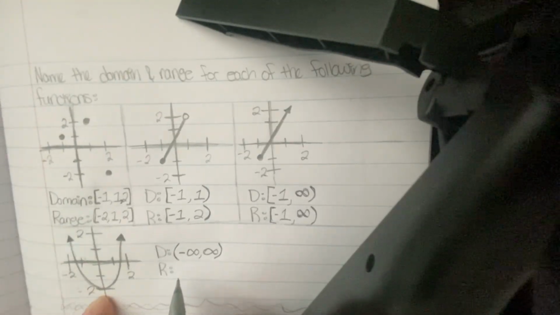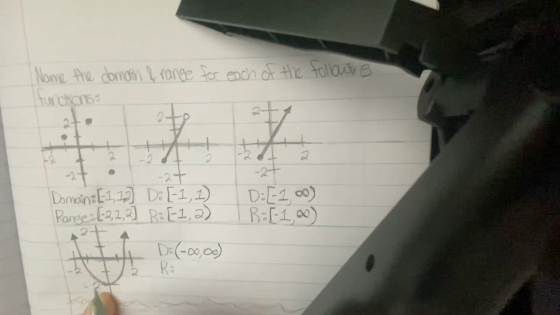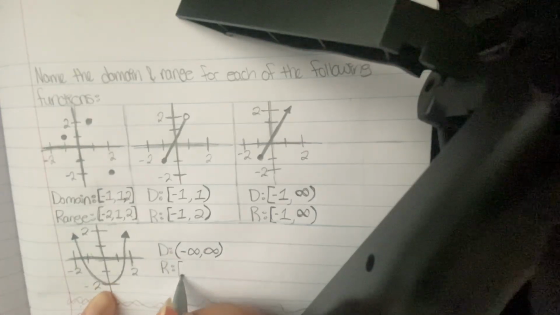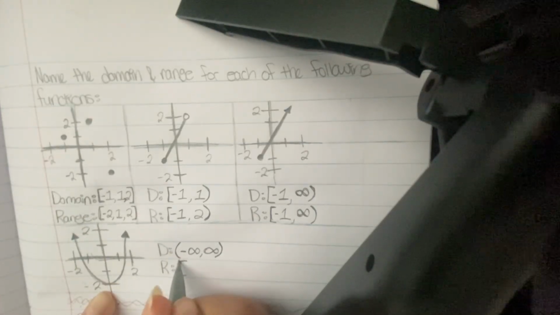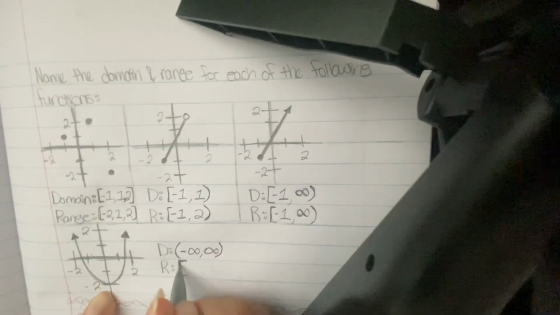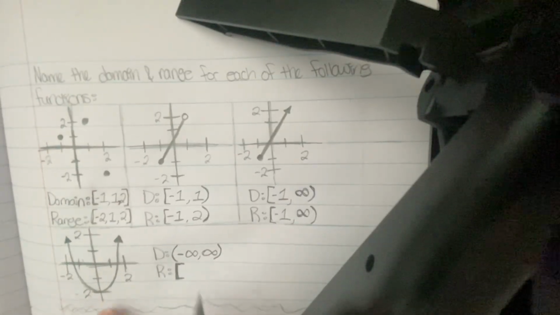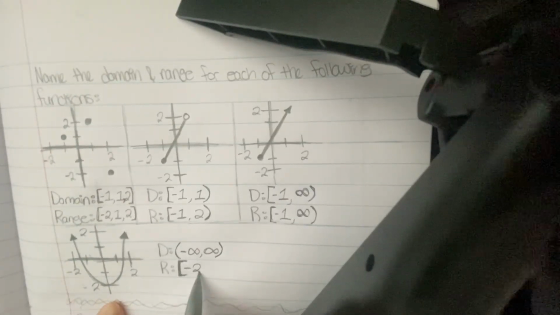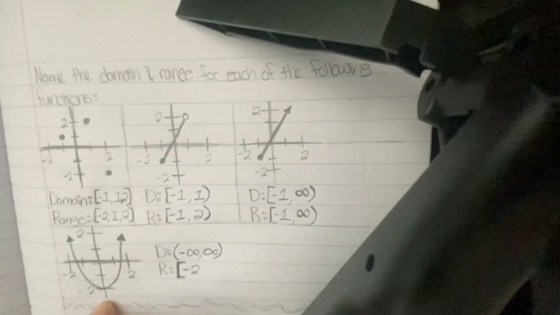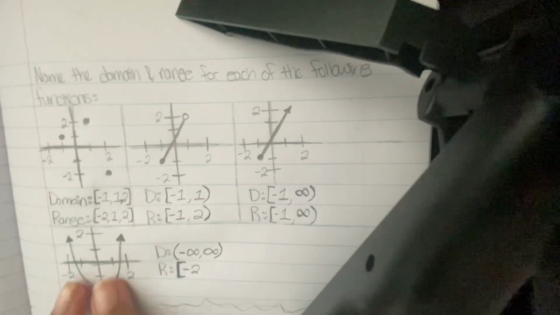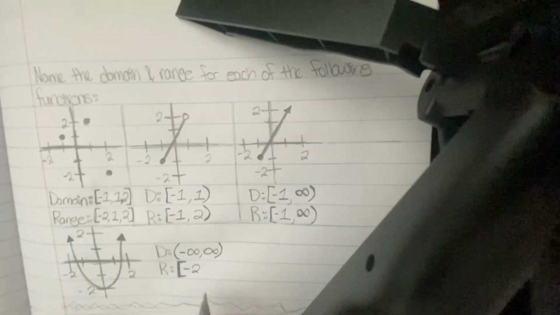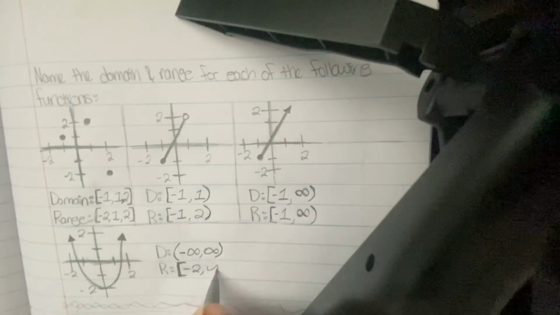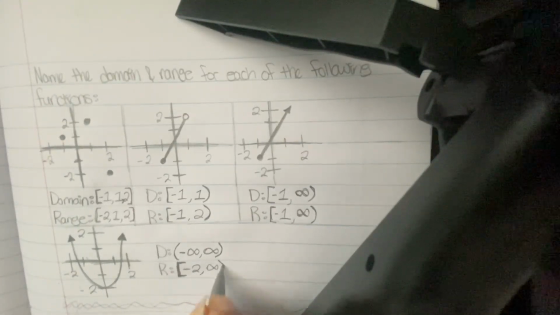Now the range, it actually does start at -2. We know that for a fact. That bracket looks crazy. Don't mind that. It starts at -2, so we use a bracket because -2 is included, but then it keeps going up forever. And because of that, it goes to infinity, and we use a parenthesis.